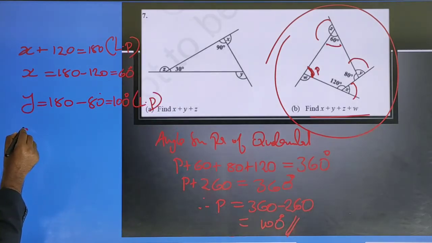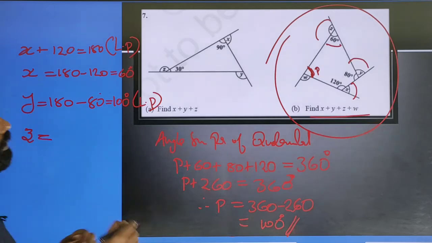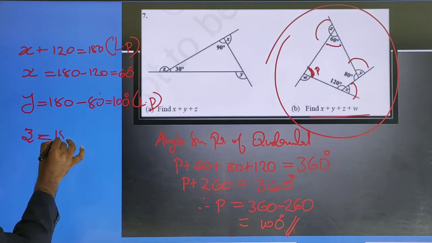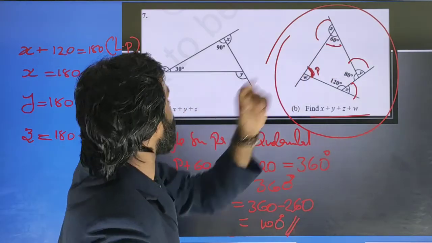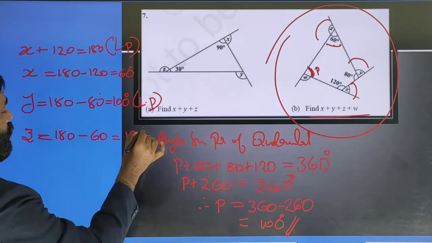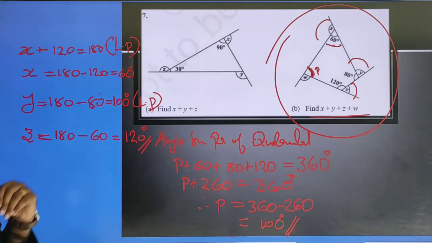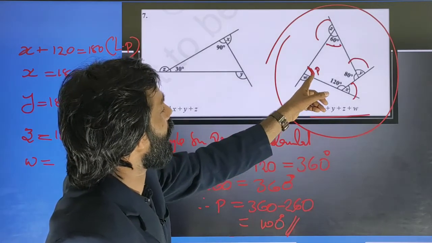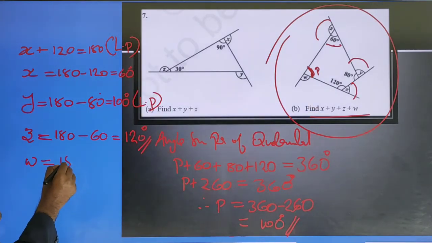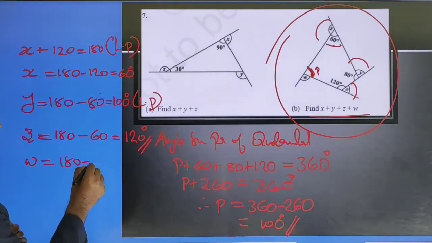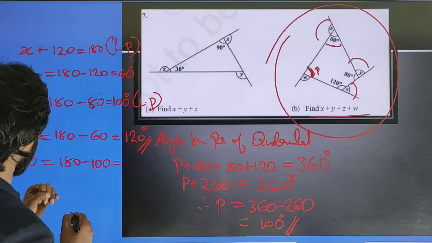What about z? So here is the z value. Well, we can write z equals 180 minus 60. So what is that? It should be 120. That also has the reason of the linear pair. So we need to find w. What is w? Here we can write 180 minus p, right? What is the value of p here? Yes, that is 100. So we got the answer: that is 80.